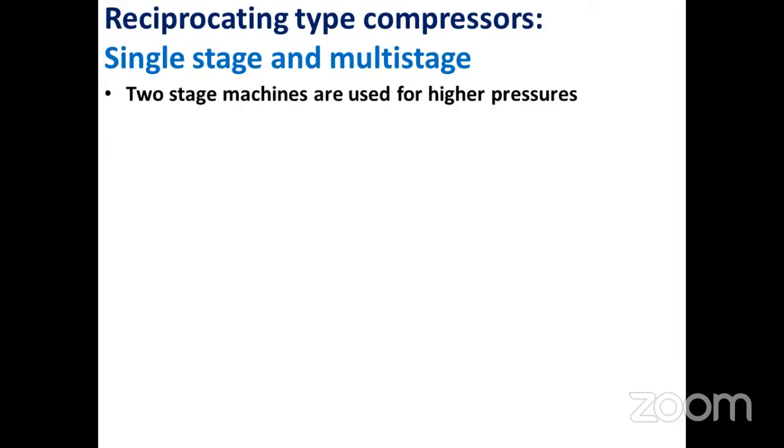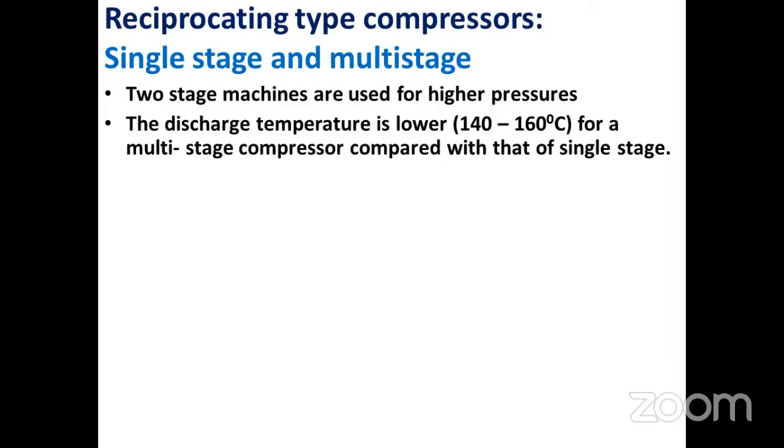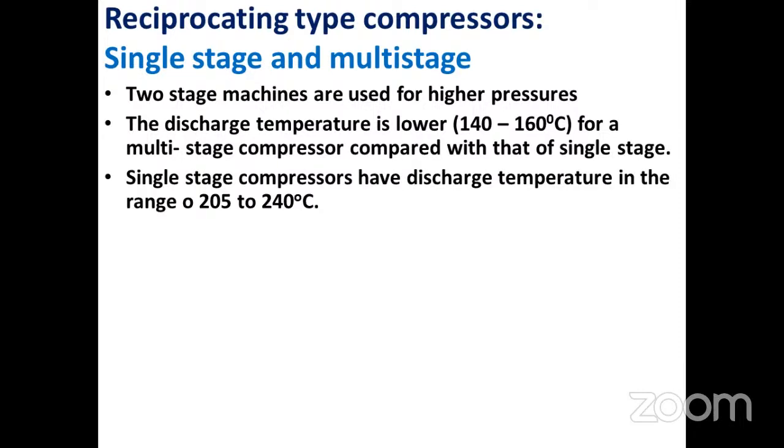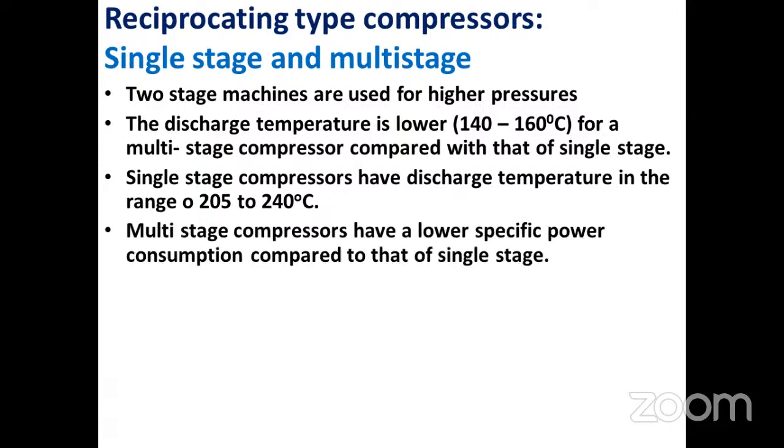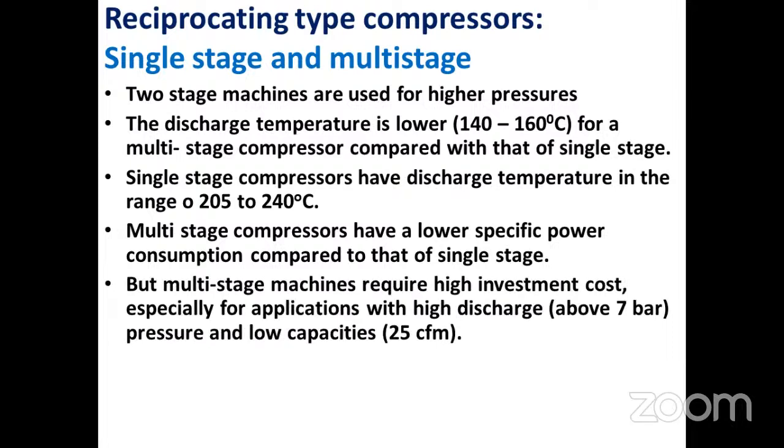Reciprocating type compressors are single stage and multi-stage. Two-stage machines are used for higher pressures. In single stage, the discharge temperature is much higher, sir, whereas in two stage, the temperature is normally within limit. It is 140 to 160 for two stage, more than 200 for single stage compressors. Also, multi-stage compressors have a lower specific power consumption compared to single stage. The only disadvantage is investment cost.